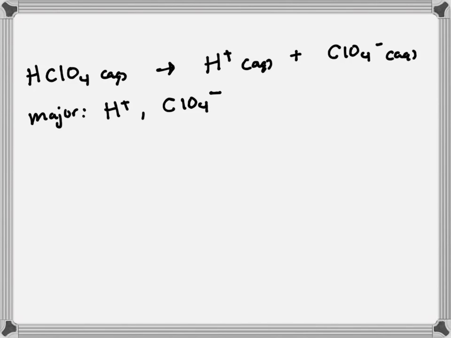There we go. And our minor, again, any intact that's left over would be so little, so we're just going to put NA for not applicable. So those are our strong and weak acids.